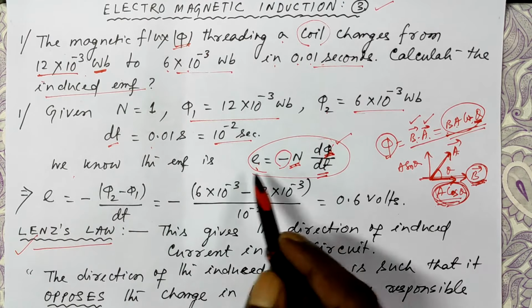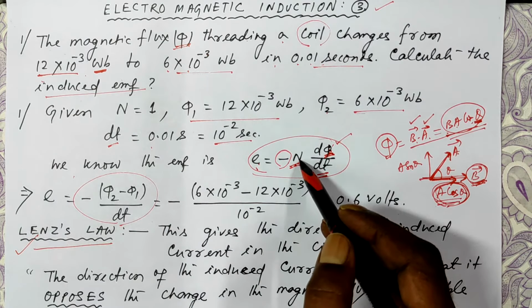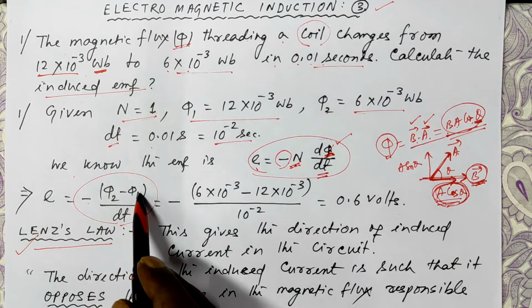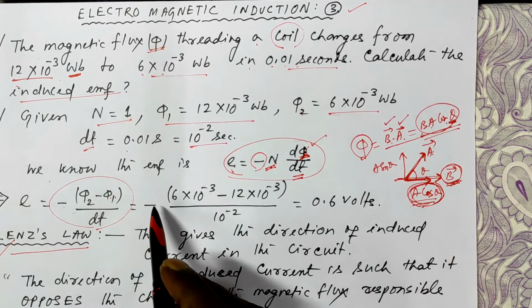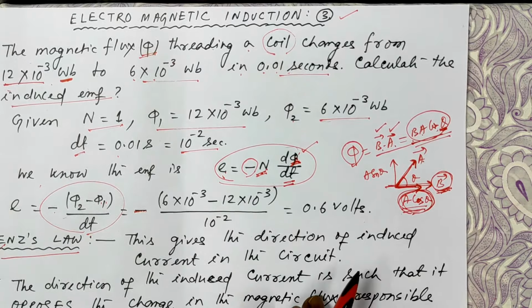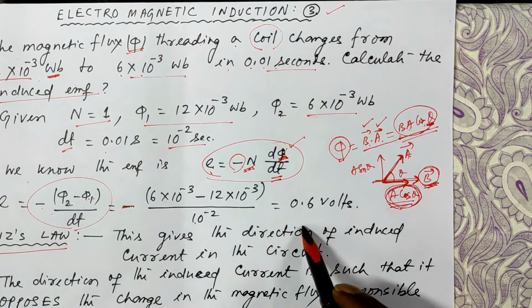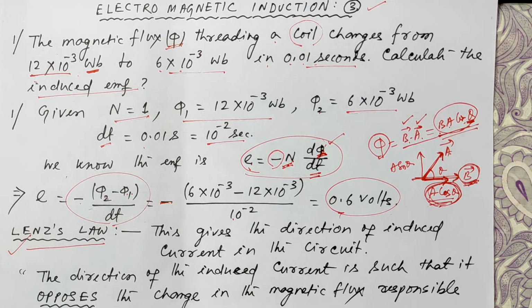So just by putting this expression, since there is a single coil, n is equal to 1, so minus phi 2 minus phi 1 over dt, final flux minus initial flux. This negative sign only indicates the direction of current, which I will explain in Lenz law. So just put the value of phi 2 and phi 1 divided by time. This comes out to be 0.6 volt. Now let us come back to Lenz law.